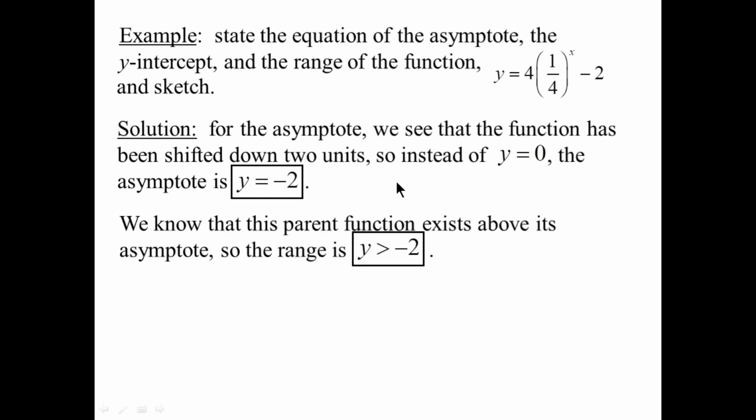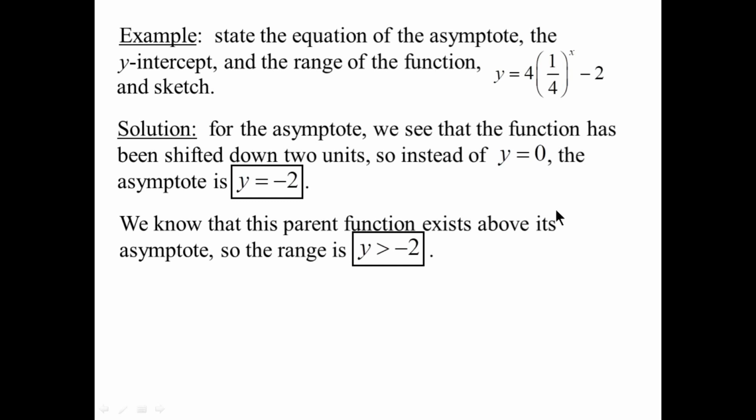We know that the parent function exists above this asymptote. It's the plane landing. So the range of this function must be all the y values that are above that asymptote, because the function exists above the asymptote and is approaching it from above, and so the range of the function is everything above -2. Y is greater than -2.